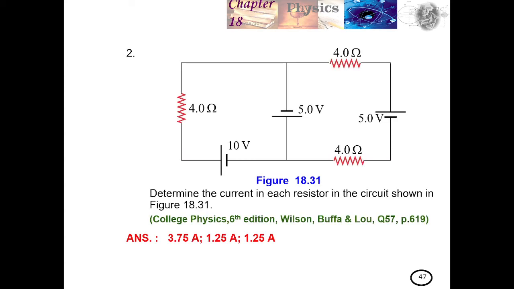Number 2 has 3 EMFs and maybe 3 loops. You can pause this video and try it out. The answer is 3.75 ampere, and the currents in the resistors are 1.25 and 1.25. It depends on how you label: you can label this one as I1, or you can label that one as I1.